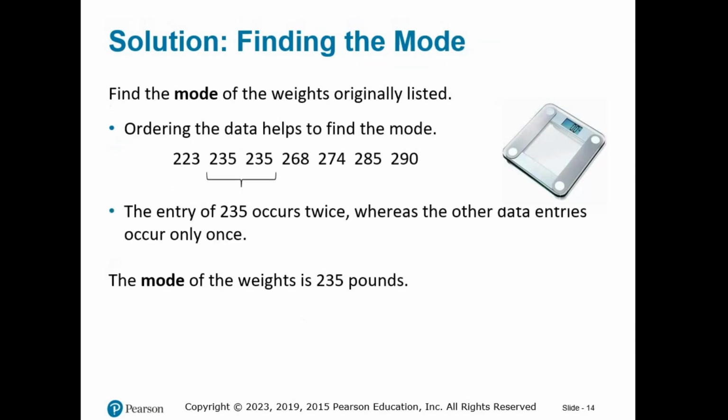What about the mode? Since we have them ordered for the median, it's easy to see if we have repeated numbers. There are 2 entries of 235 and no other repeats, so the mode is 235 pounds. Excellent. Now let's talk about the advantages and disadvantages of using the different measures of center.